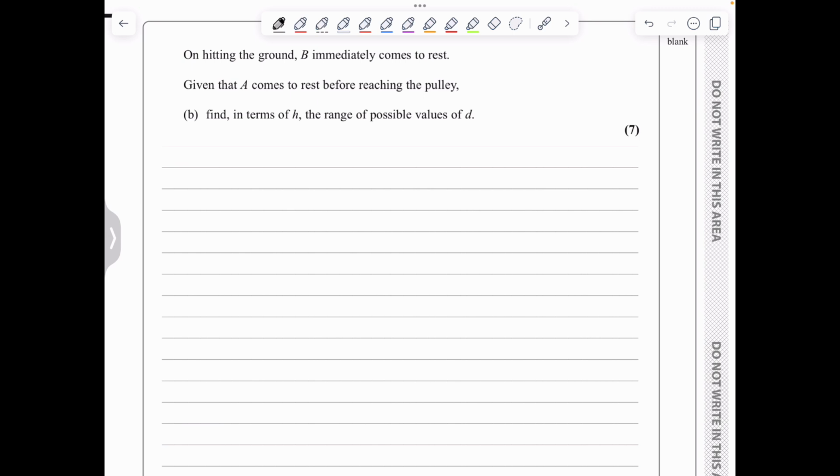Now on hitting the ground, B immediately comes to rest and A comes to rest before reaching the pulley. We need to find in terms of h the range of possible values of d. So the first thing to do is revisit one of the equations involving T and a. So we had 4g minus T is equal to 4a. So 4 times 9.8 minus the 23.52, which was the exact value for T, is equal to 4a, which leads to 15.68 is equal to 4a, and therefore the acceleration is 3.92 meters per second squared.